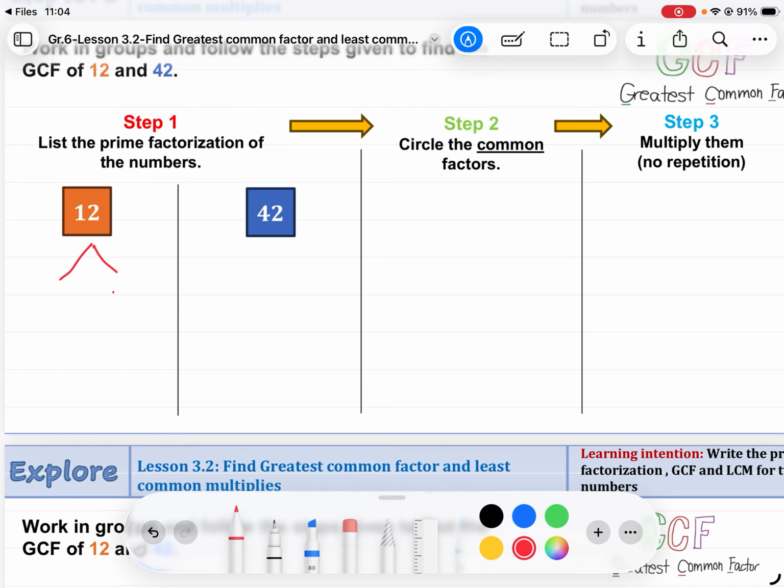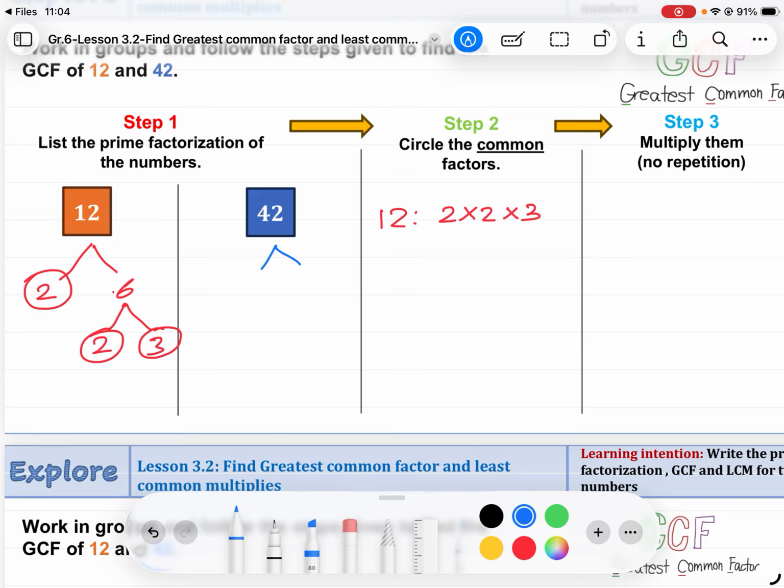So 12, when you think about 12, you think about 2 times 6. Then 2 is a prime number, you circle it. Then you factor 6, it's 2 times 3. And here you end up with 2 and 3, they're both prime. So the prime factorization for 12 is 2 times 2 times 3.